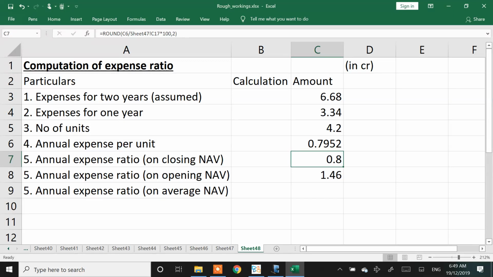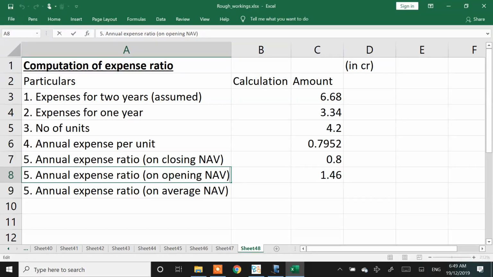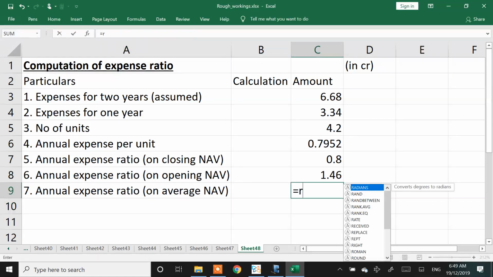Expense per unit divided by NAV per unit. Now what NAV do you take is the question. So I am giving three possible answers: on closing NAV, on opening NAV, on average NAV.